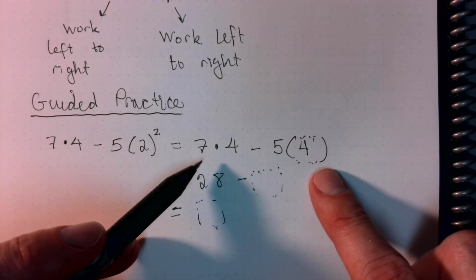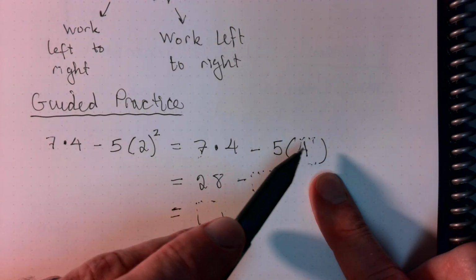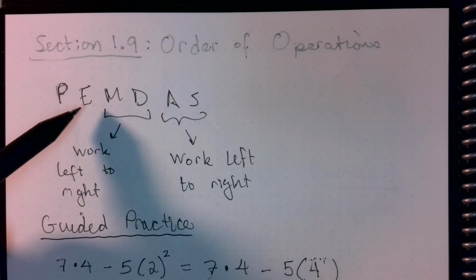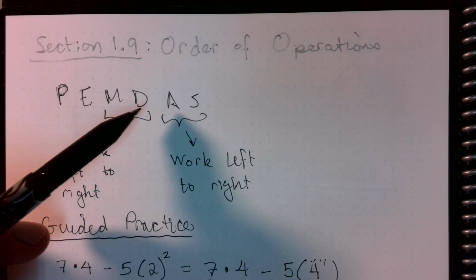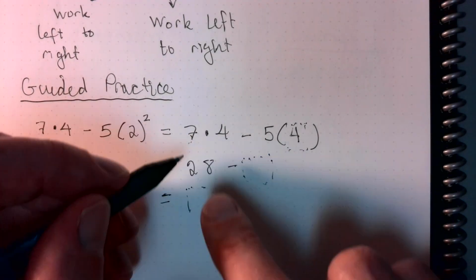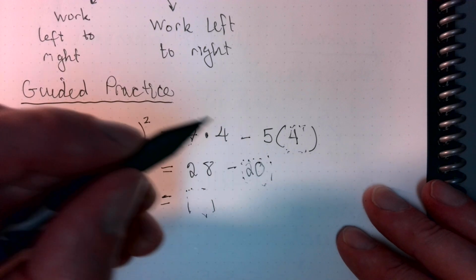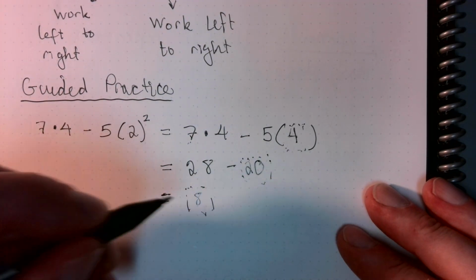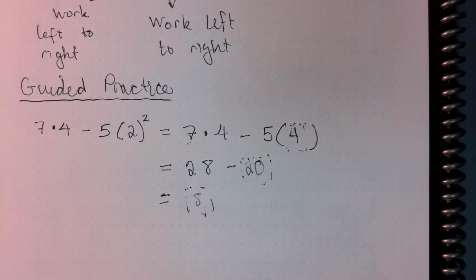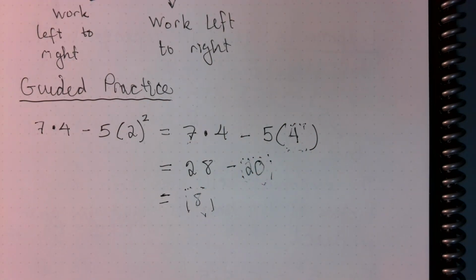Now I've got a multiplication, a subtraction, and another multiplication. Order of operations says the multiplication should be done before the subtraction. So 7 times 4 is 28, they told me that. 5 times 4 is 20. And now I can do the last operation, which is the subtraction, and get an 8. Okay, so let's work a couple more examples here.